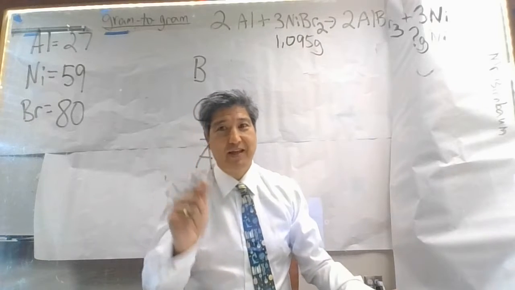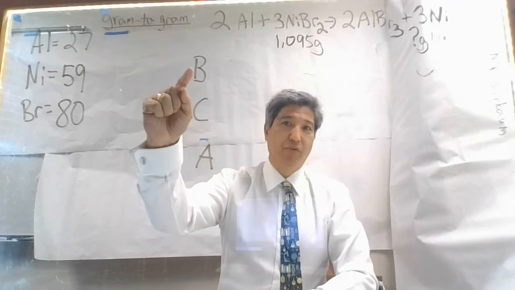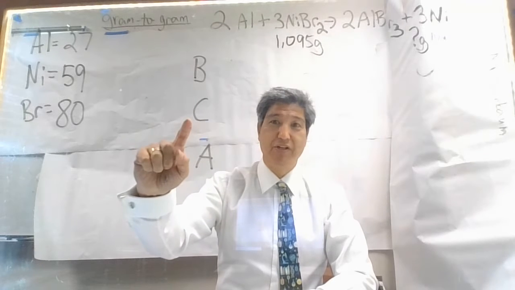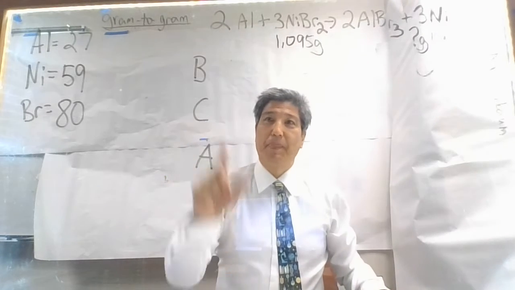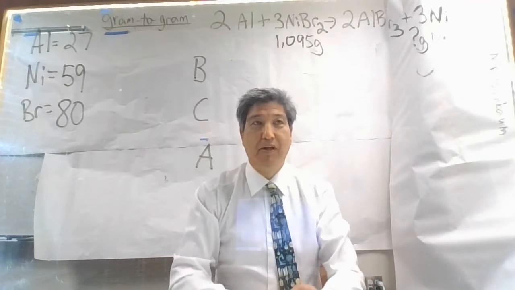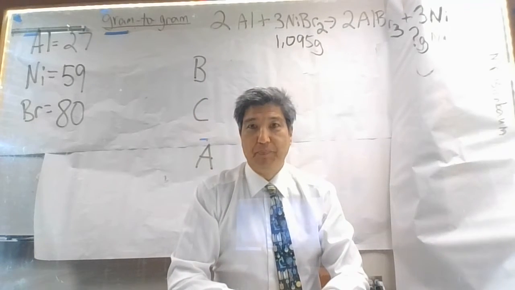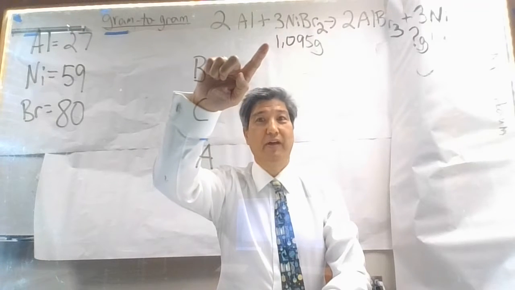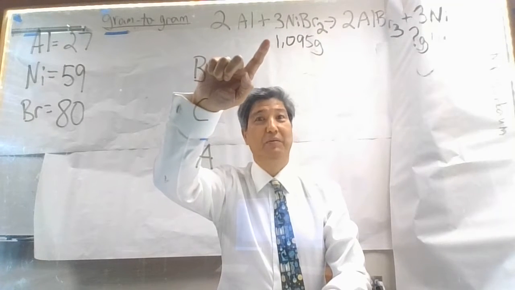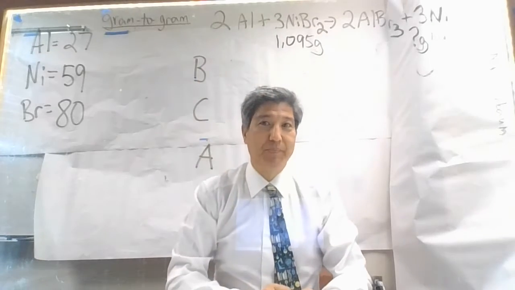The BCA table stands for before the reaction, the change in the reaction, and then after the reaction. These numbers that go in the BCA table are all in the units of moles, so we can't put grams in this. So what we need to do first is convert 1,095 grams of NiBr2 into moles.